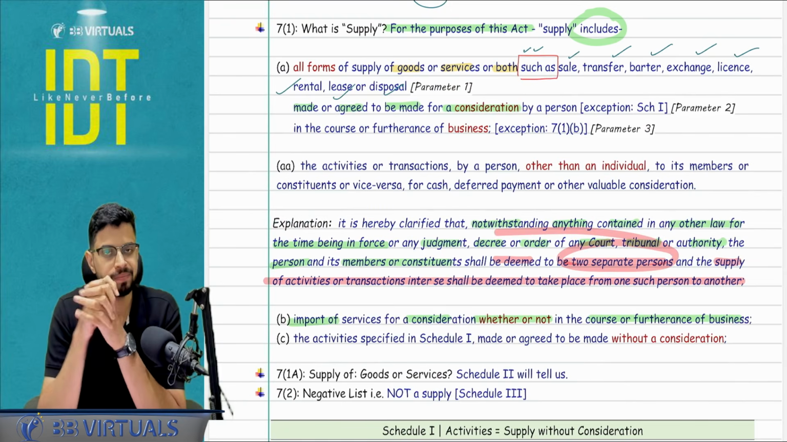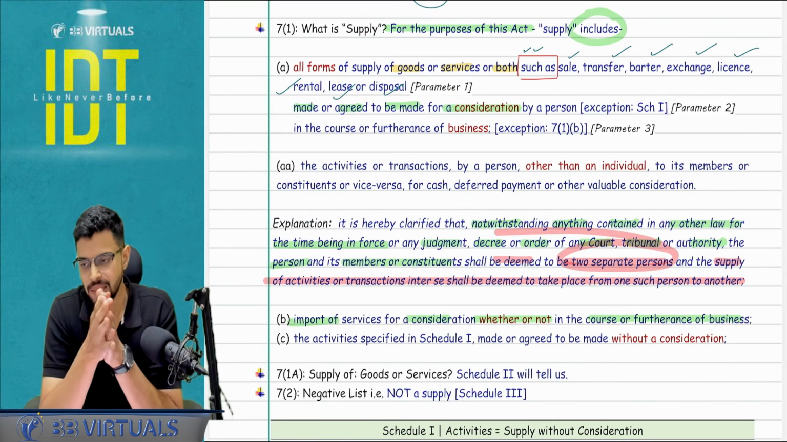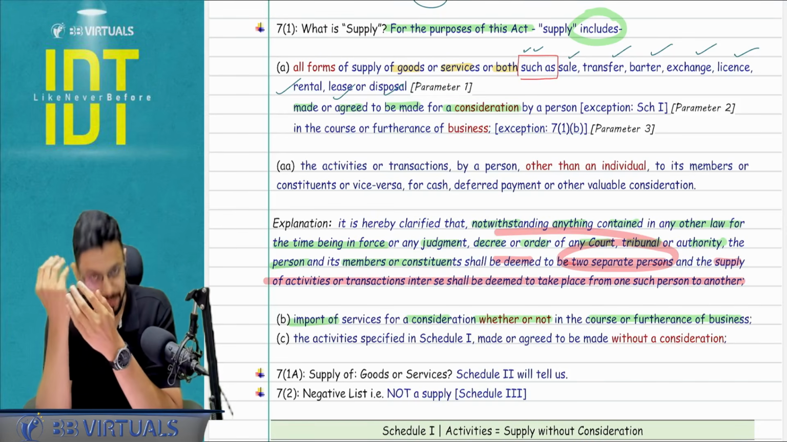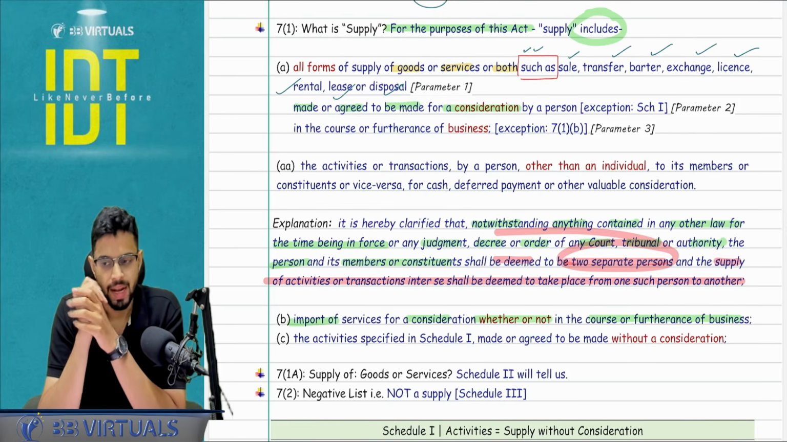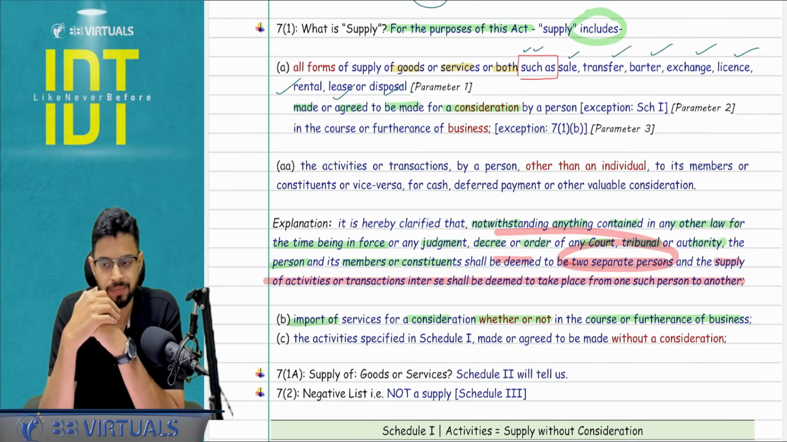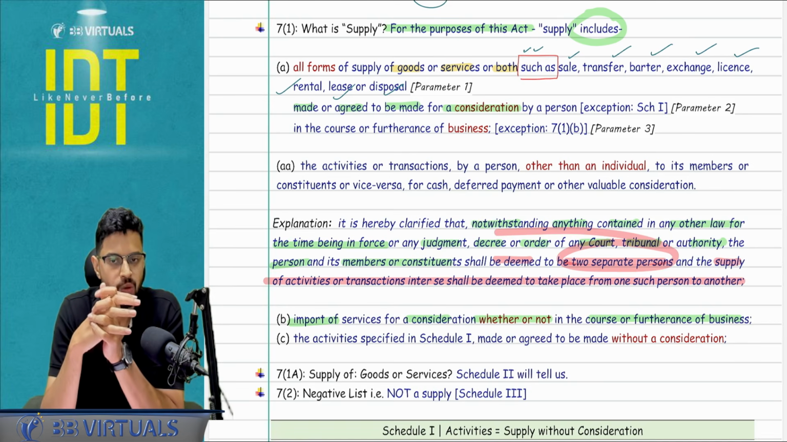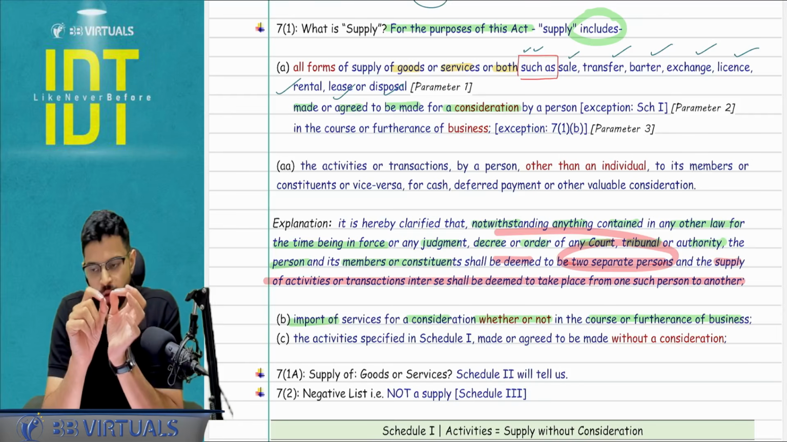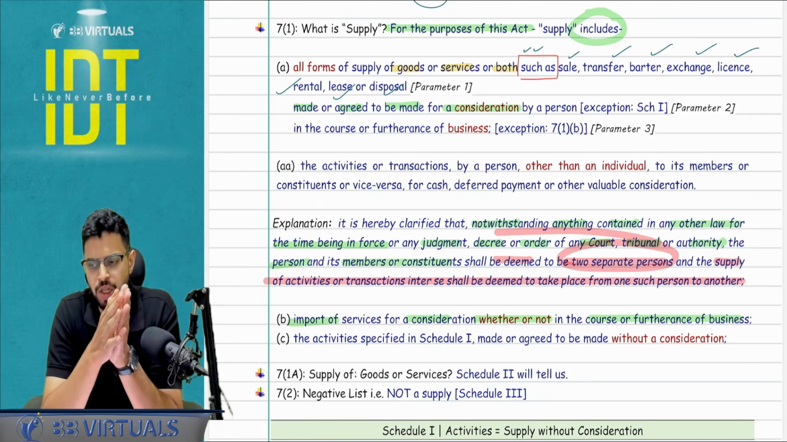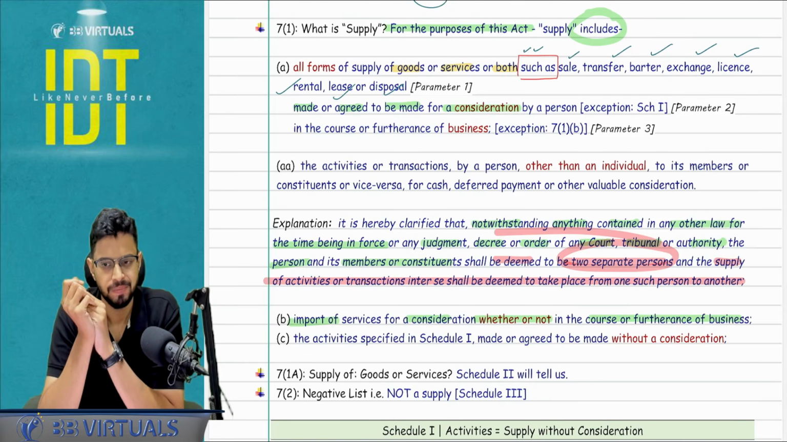7(1), clear? Anything you want to ask? Can I proceed? Can I proceed to schedule number 1? I will proceed to schedule number 1 now. I will give you a brief reference of paragraph number 1, then we will take a short break, don't worry. Okay?